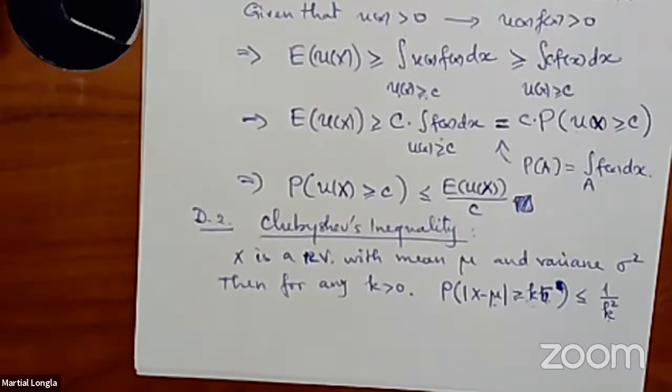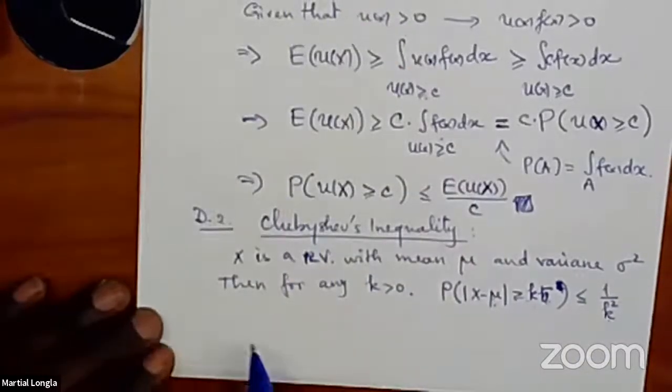If I want to be 3 standard deviations away from the mean, I know the chance of that happening is less than 1/9. 2 standard deviations away, the probability is less than 1/4. Okay. So the proof of this is based on the previous one, on Markov's inequality.